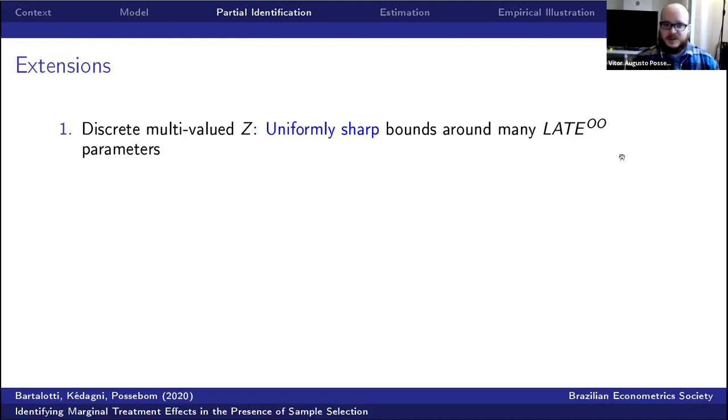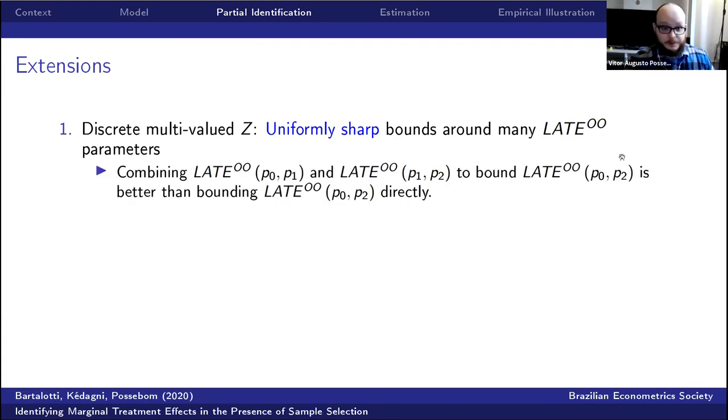So basically, when Z is multi-valued, let's say Z can be equal to 0, 1, or 2, you can define 3 different LATEs. You can define the LATE associated with compliers from 0 to 1, the LATE associated with compliers from 1 to 2, and the LATE associated to compliers from 0 to 2. And we can actually derive uniformly sharp bounds around all those LATEs.